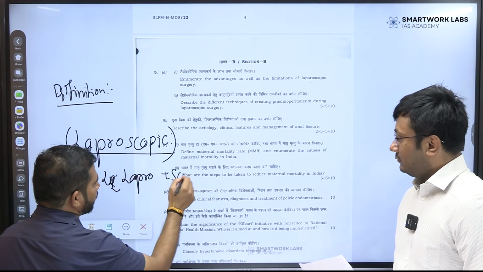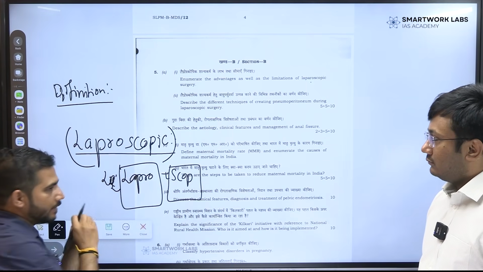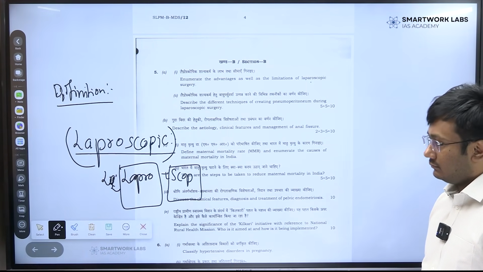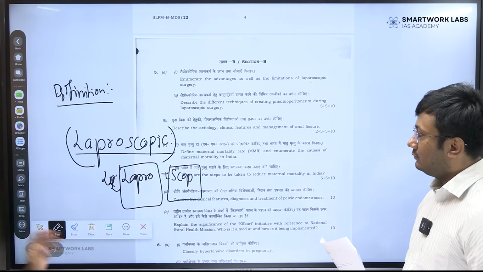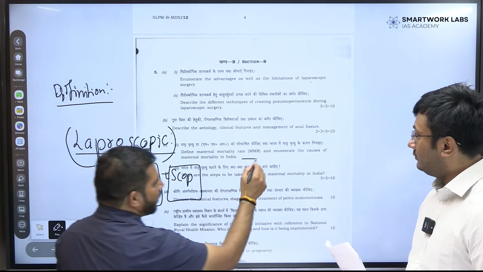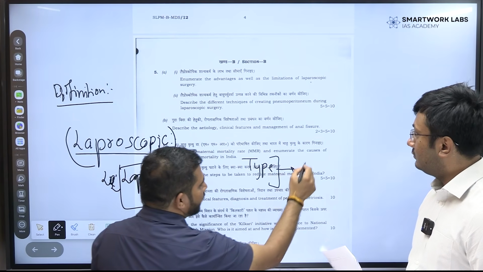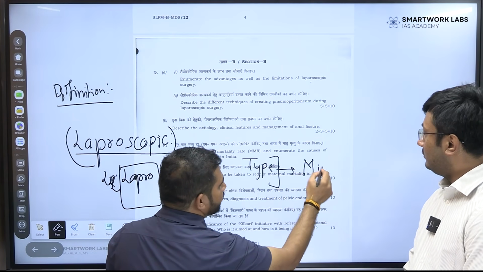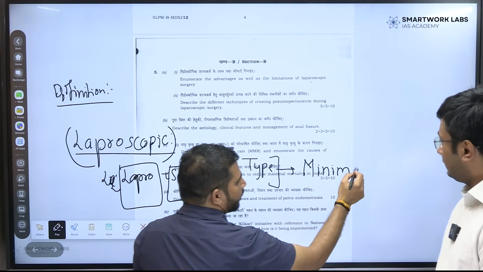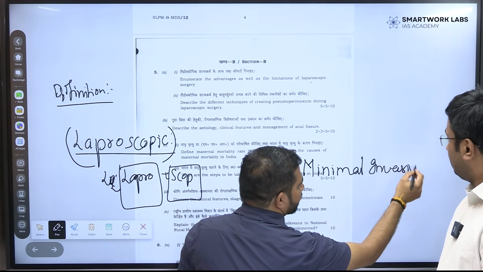and scopy. स्कोपी मतलब देखना, लेप्रो मतलब आप एक किसी इंस्ट्रूमेंट के थ्रू आप एब्डोमेन को देख रहे हैं या किसी भी चीज को देख रहे हैं, तो it is laparoscopy. तो it is a kind of, it is a type of. अब now this gives you one more added number, minimal invasive surgery.